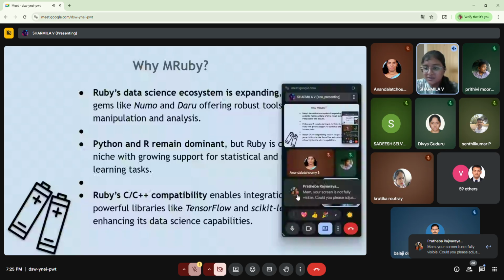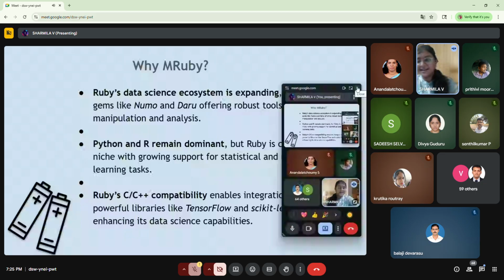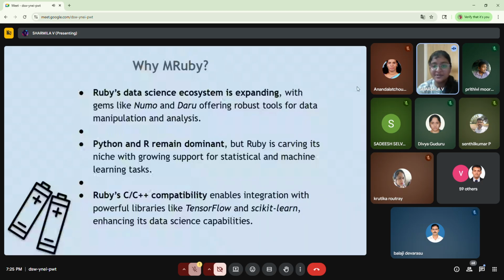Is that not fully visible? Okay, sorry, this pop-up is hiding it, I didn't notice it, sorry for that. Hope it is fully visible now. Yeah.